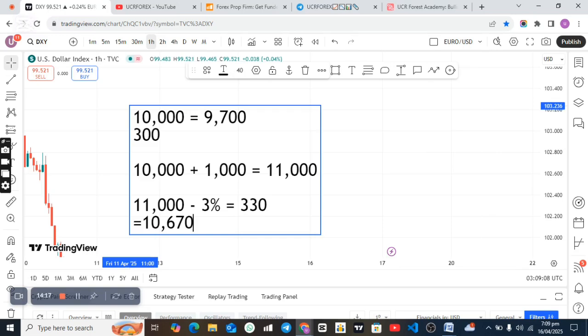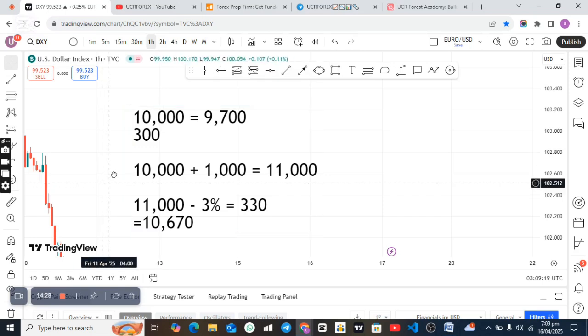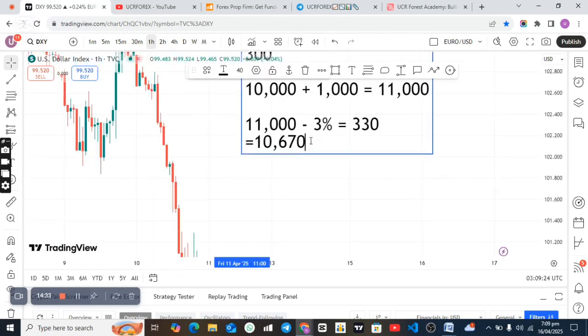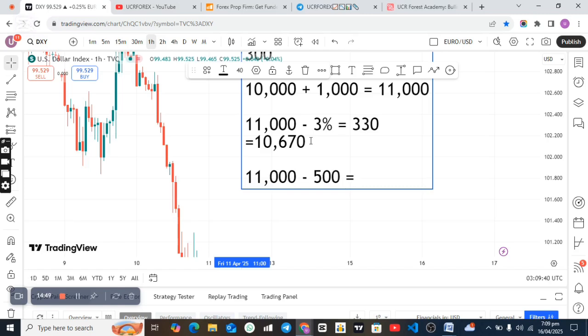So now let's proceed to try to understand it very well. Let's try to explain it this way again, if this one is still confusing you. Let's say that your balance, after you made that 11,000, you have now lost 500. So how much do you think is remaining?